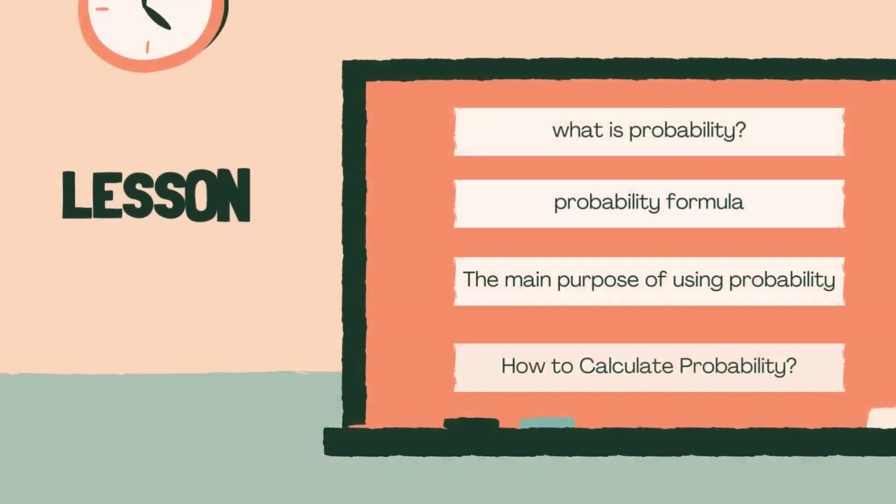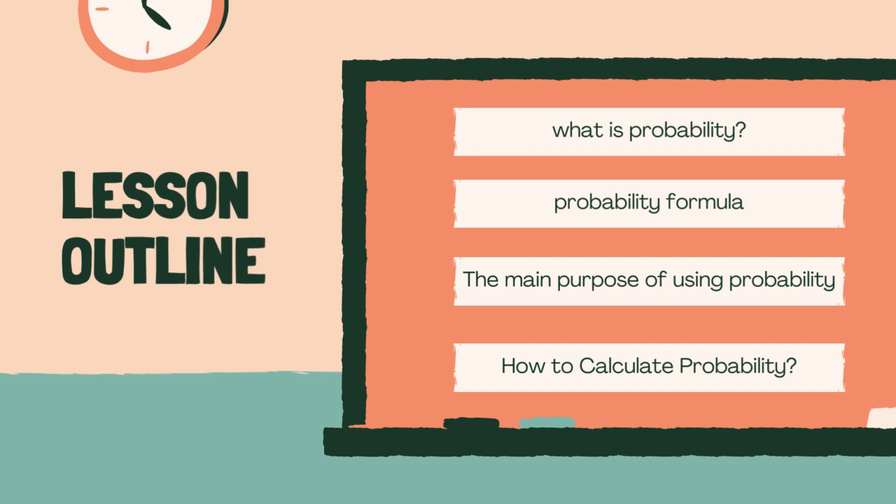First, we have to know what is meant by opportunity itself. In this video, I will explain some of the outlines of the opportunity lesson. The first, what is probability? The second is the probability formula. The third is the main purpose of using probability. The fourth and the final, how to calculate probability.